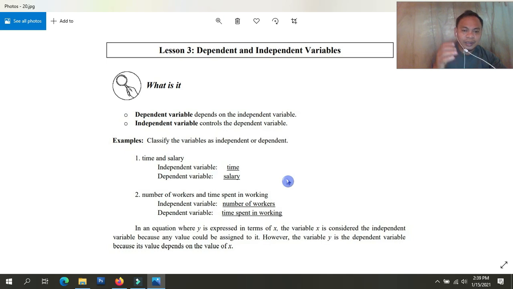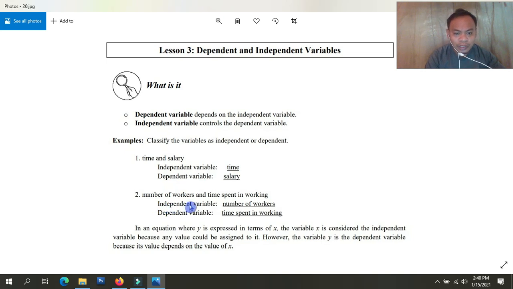Kasi, yung time, independent, kung 0 yung work mo, or kung hindi ka magtatrabaho, 0 yung workforce mo, ibig sabihin, wala kang salary, di ba? So, si salary, magdepende kung ilang oras ka nagtatrabaho. If you work 1 hour, then you have the salary. Example, 50 pesos per hour. So, 1 hour, your salary is 50. Kung 2 hours, your salary is 100. So, it means, yung salary magdepende kung ilang oras yung trabaho mo.